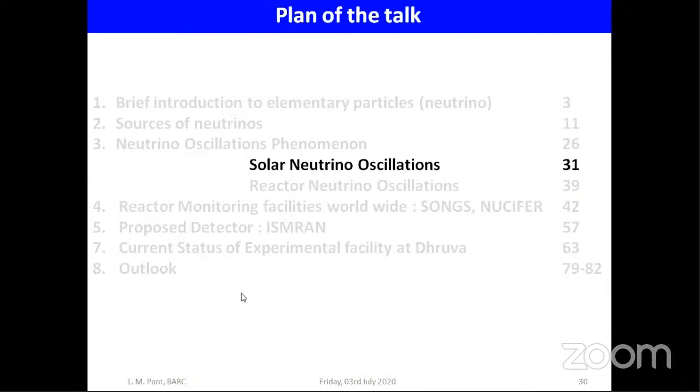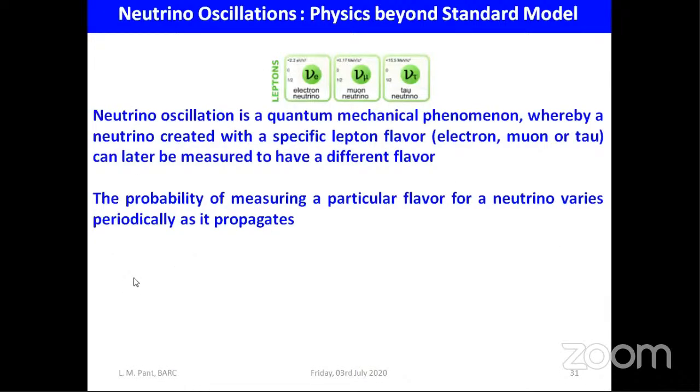Neutrino oscillation is a quantum mechanical phenomenon whereby a neutrino created with a specific lepton flavor will be measured to have a different flavor. The probability of measuring a particular flavor of a neutrino varies periodically as it propagates. We have understood this so far.